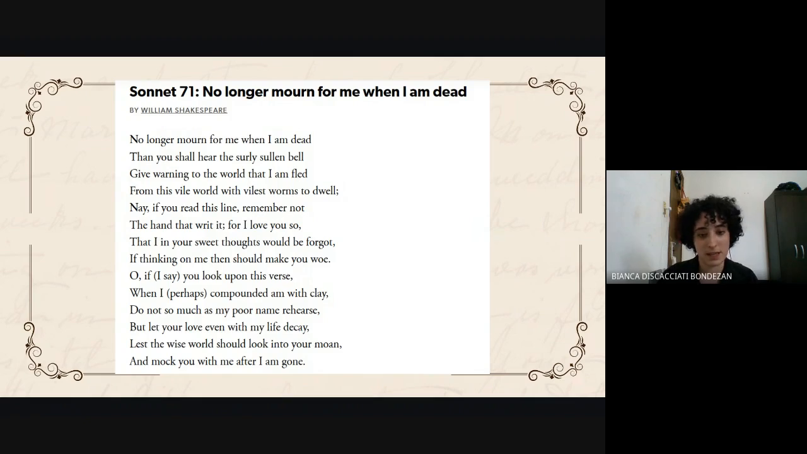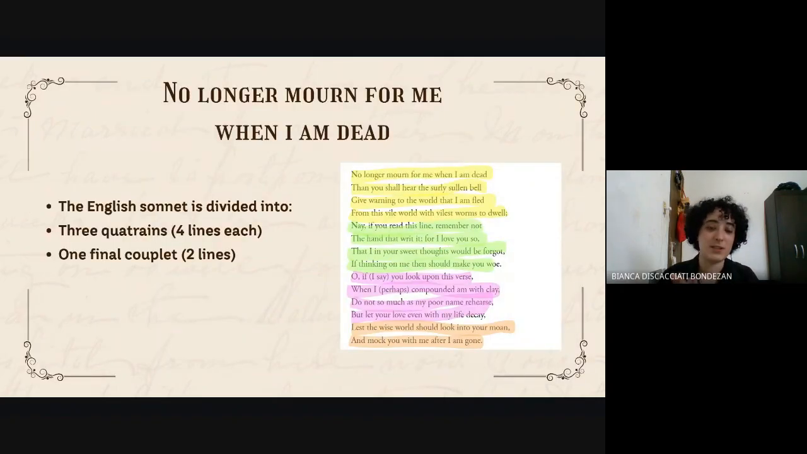if thinking on me then should make you woe. Oh, if, I say, you look upon this verse when I perhaps compounded am with clay, do not so much as my poor name rehearse, but let your love even with my life decay, lest the wise world should look into your moan and mock you with me after I am gone.